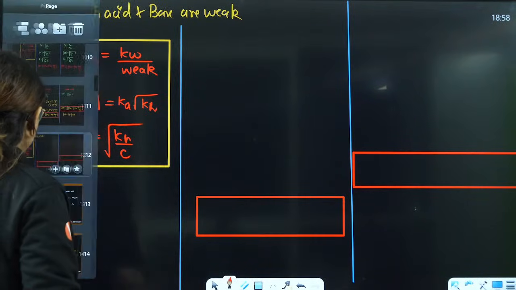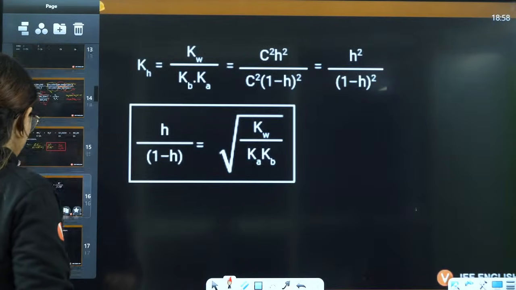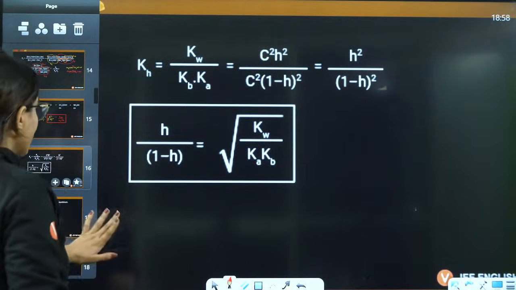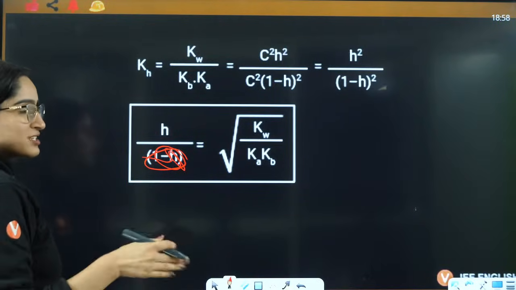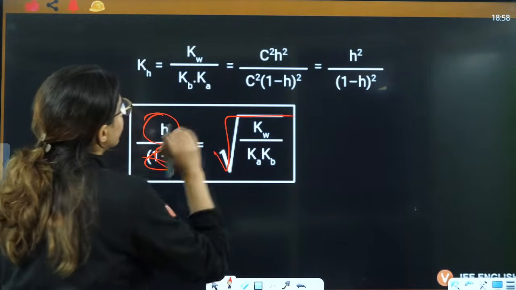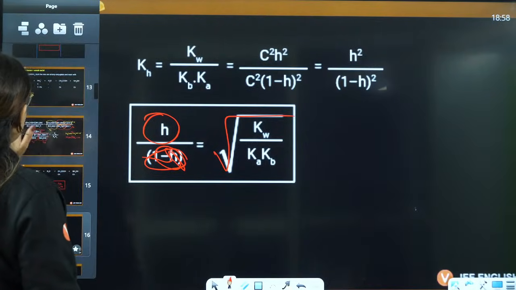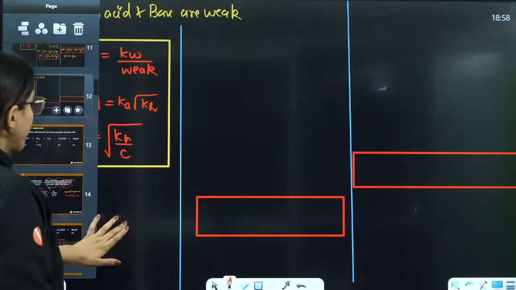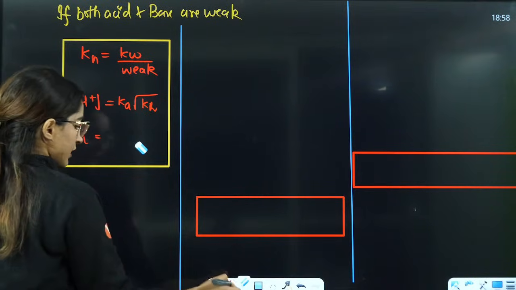And what is the value of H if you see here? What is the value of H? You will find it here that if I ignore this part, if H is very small, then H is equal to nothing but under root of Kh, right? So in this case, H is equal to under root of Kh, not C. So it will be just under root of Kh.